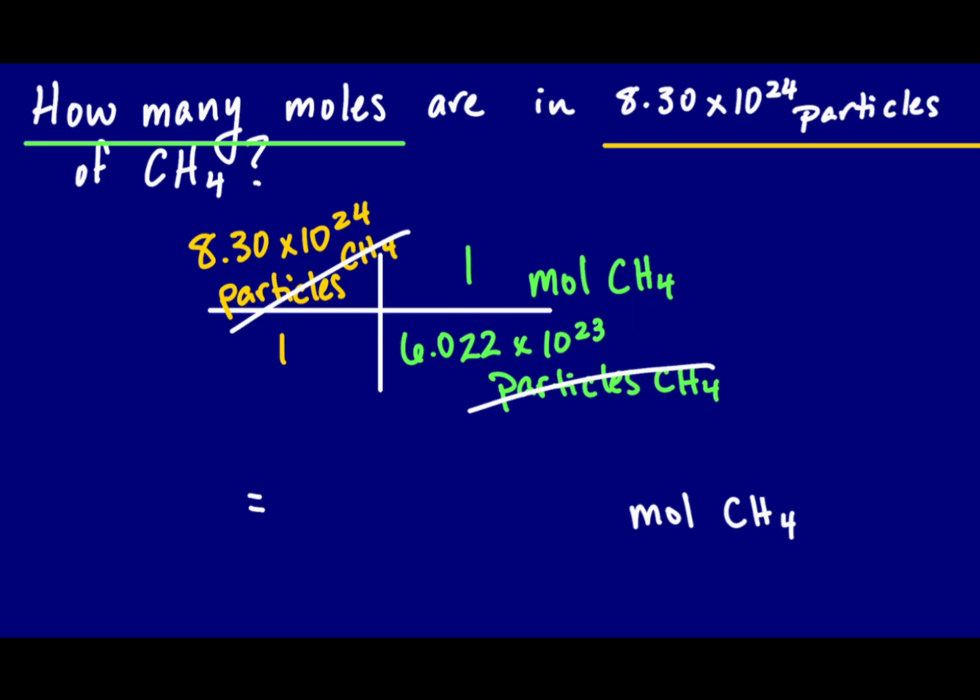Our given value here has 3 sig figs, which means our final answer is also going to need 3 sig figs. So when we do the division here, we end up with 13.8 moles of CH4.